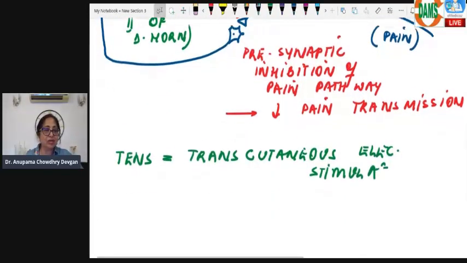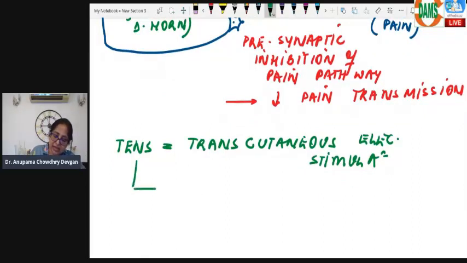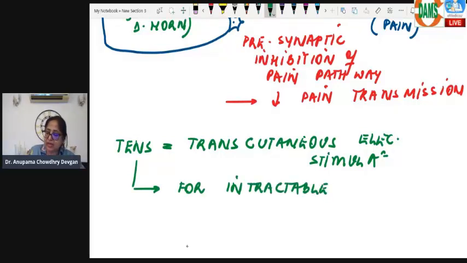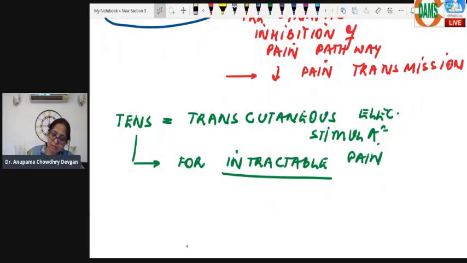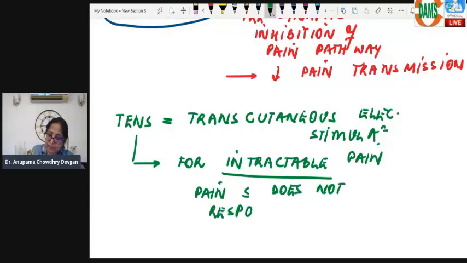Transcutaneous electrical nerve stimulation. What is transcutaneous electrical nerve stimulation? This is done for intractable pain. And what is intractable pain? Intractable pain means pain which does not respond to medical management.